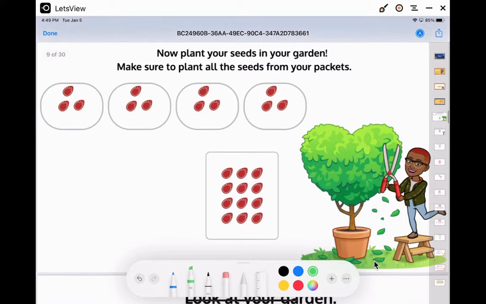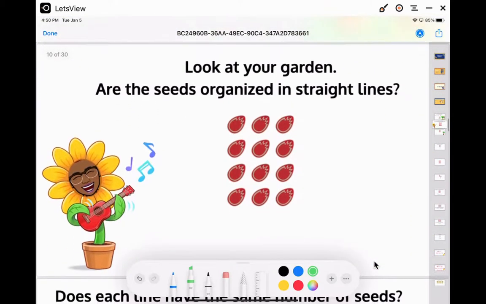So let's get started. These are the same seeds from our warm-up problem, but this time the seeds have been rearranged. Take a look at the box. And notice that now the seeds look a little different. They are no longer just in piles in the packet, they are now much more organized. Look at our garden. Are the seeds organized in straight lines? Answer that question for me on the side of your screen.